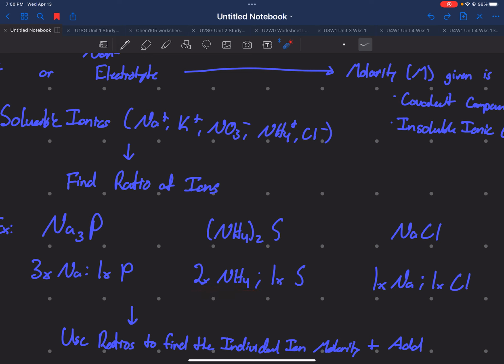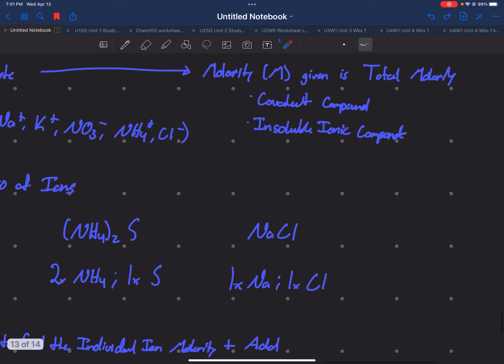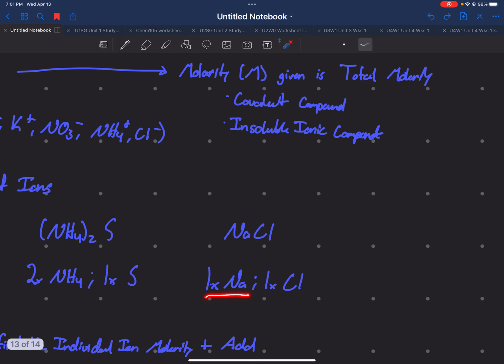But be careful between this NH4 and this 2. NH4 is a polyatomic ion, so you keep it together. This 2 isn't applied to the N and H; you keep NH4 together and there are 2 of them. You wouldn't apply this 2 over here and get H8, so be careful you don't do that. So the NH4 stays together and there are 2 of them, so you have 2 NH4 and 1 S. And then NaCl, we have 1 Na, 1 Cl.